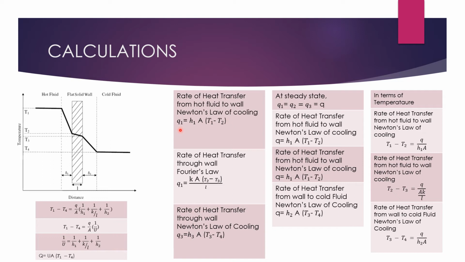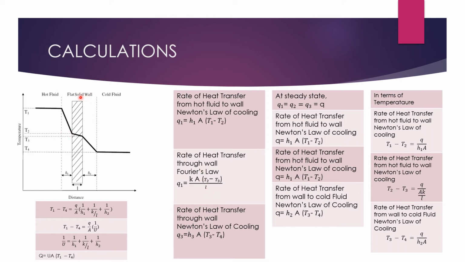It is the rate of heat transfer between the hot fluid and the solid wall, equal to H1A delta T, where H1 is the individual heat transfer coefficient for the hot fluid and the solid wall, A is the area of heat transfer, and T1 minus T2 is the temperature gradient between the hot fluid and the solid wall.